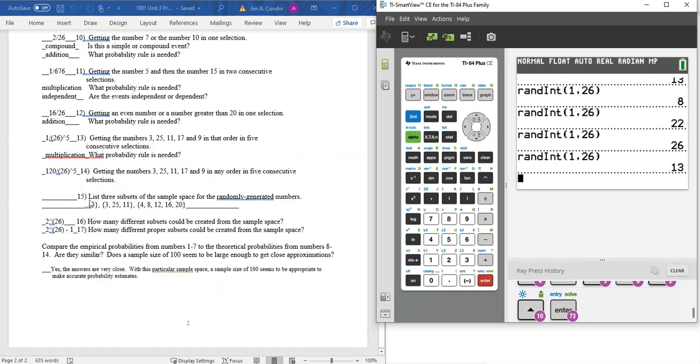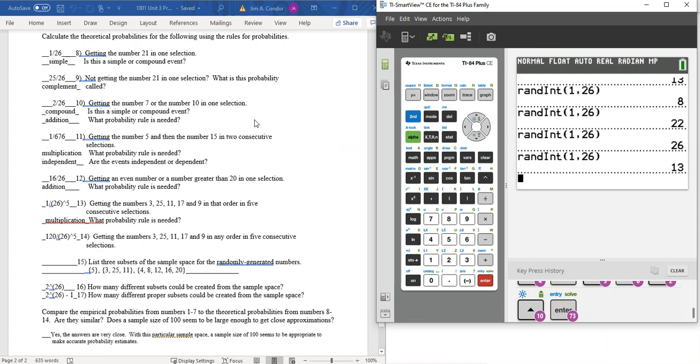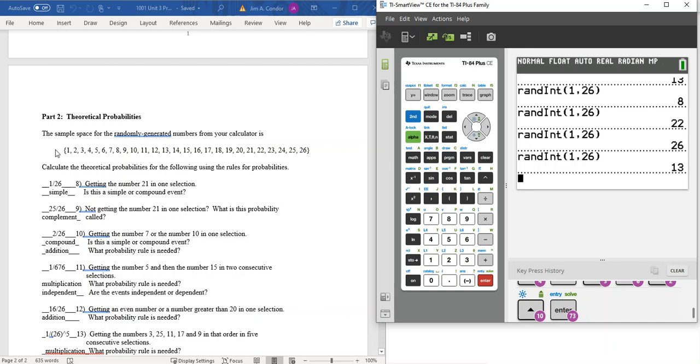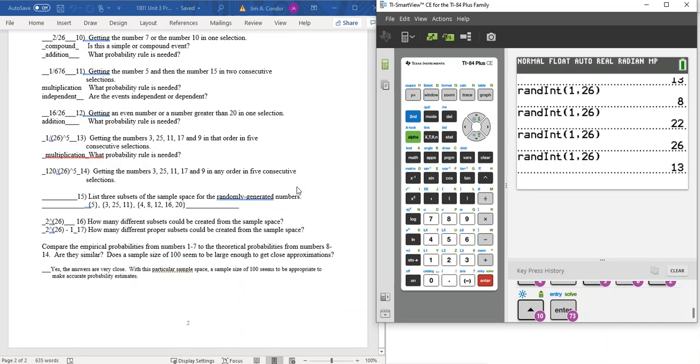All right, number 15, list 3 subsets of this set. And again, you can make up your own. I just picked 5, then 3, 25, 11 is a subset, 4, 8, 12, 16. I made those up, right? These are all just made up sets that came from this one big set up here. We could think of that as a universal set.